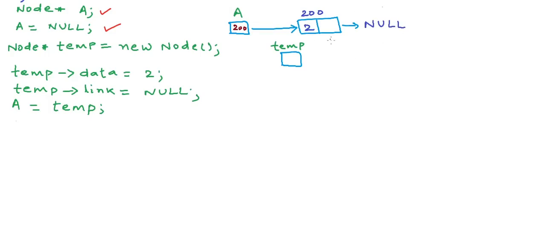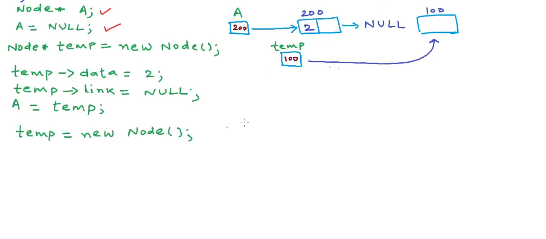At this stage in our code, we already have a variable temp which is pointing to this particular node. We will create a new node and use the same variable name to collect the address of this new node. So we will write a statement like this. So a new node is created and temp now stores the address of this new node, which is located at address 100 here. Once again, we can set the data, and then because this is going to be the last node, we need to set the link as null.